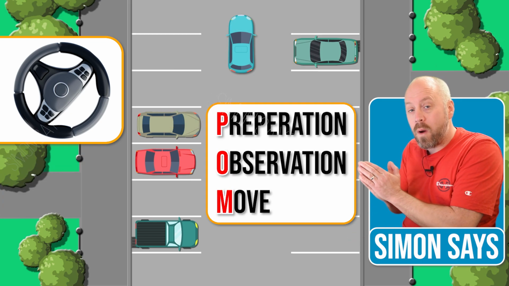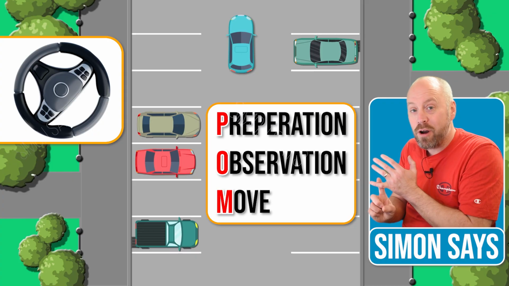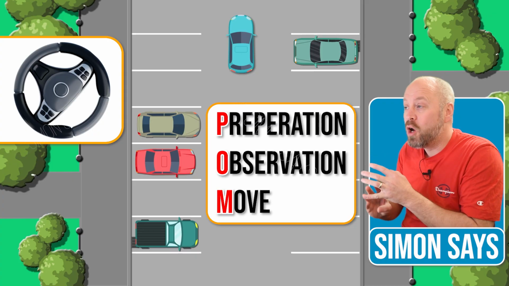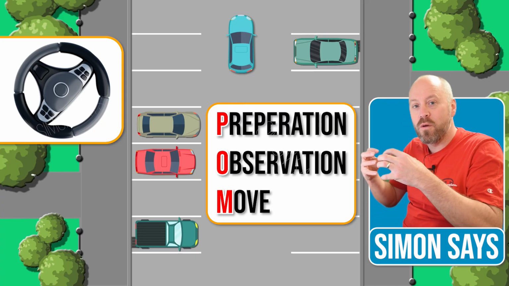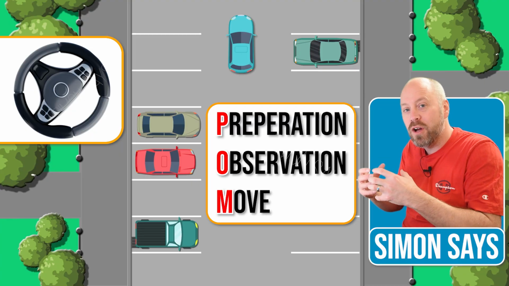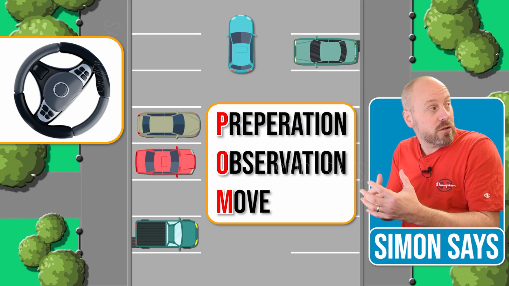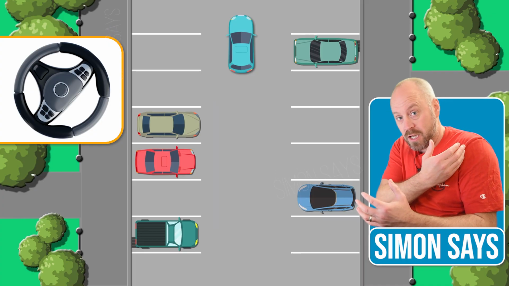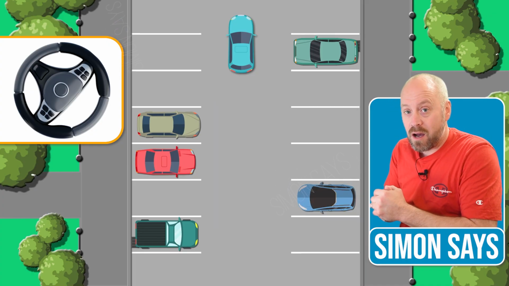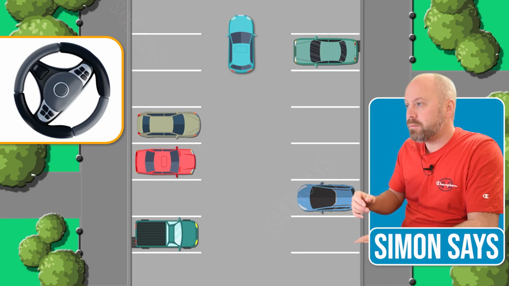So POM. POM stands for preparation, observations and move. Always use this whenever you've gone from a forward to reverse or reverse to forward gear. And this ensures that you're not missing any information, you're not seeing Margaret reversing out of the bay over your right hand side, and then you should be good.